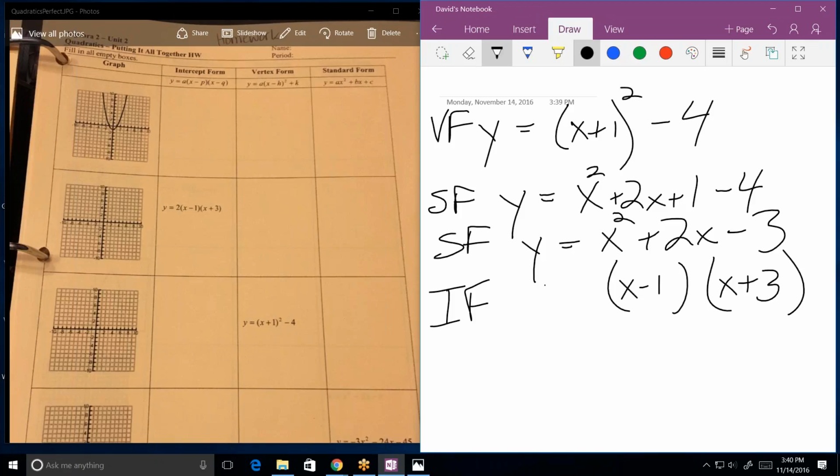So what's A? A is 1. Okay. And notice that the A is the same A regardless of which format it's in, which is something I didn't really realize until I got this set of exercises here, is that A is the same. Whatever A you come up in vertex format, it's going to be the same A in intercept format and the same A in standard format. Well, we can tell in vertex format that A is 1, same in standard format, same in intercept format.